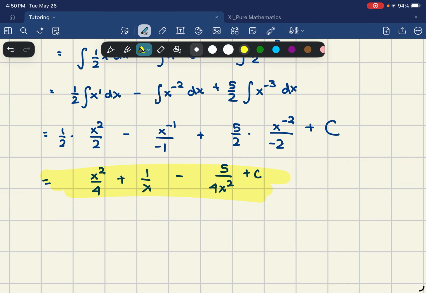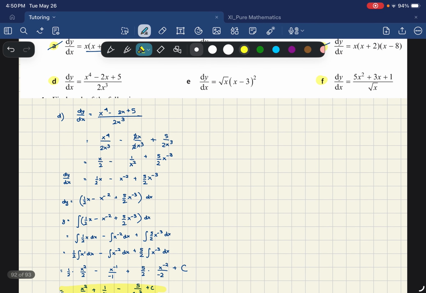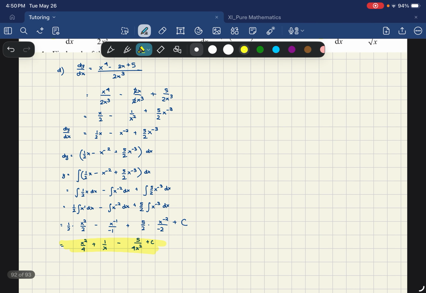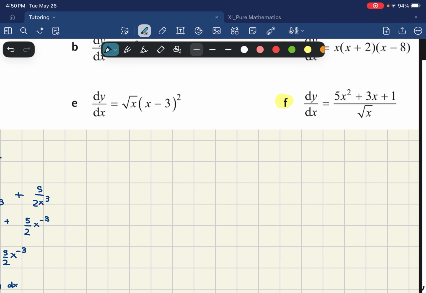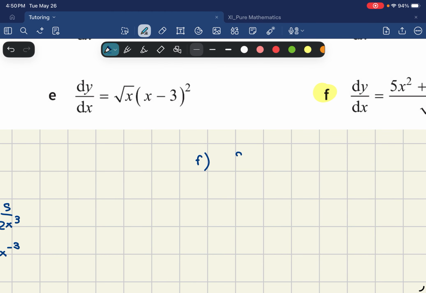All right. So we have reached question D. So yeah, this is the solution. And F. All right. F basically is the same type of question.